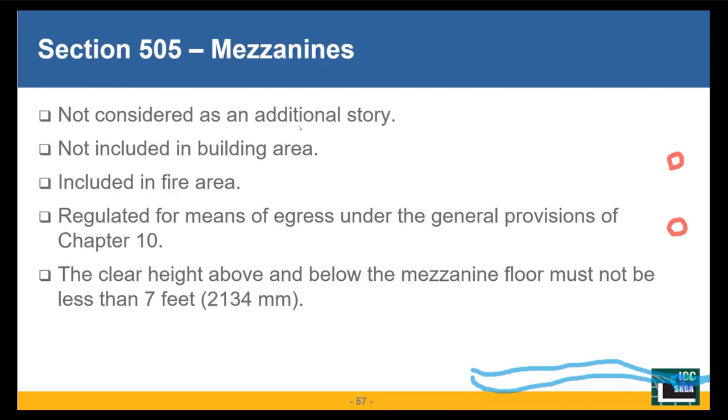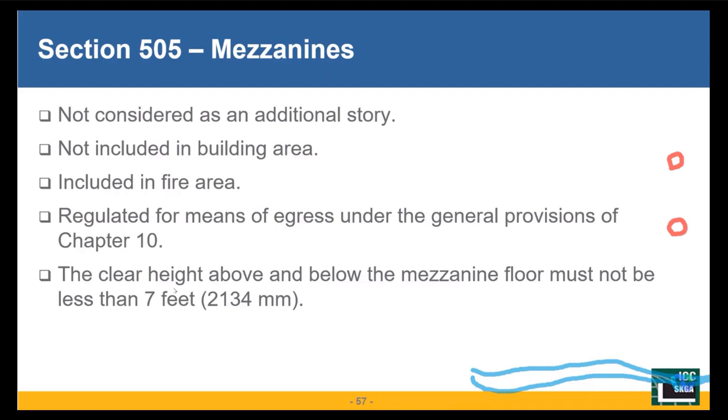So it's not considered an additional story, provided it meets the definition of a mezzanine. And we'll see the definition of a mezzanine shortly. But these are the advantages: not considered as an additional story, not included in the building area. However, it's included in the fire control area when dealing with hazardous material. It is regulated in the exiting chapter as far as exiting from the mezzanine.